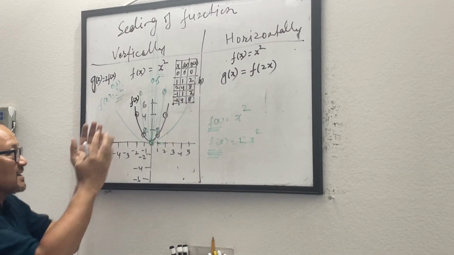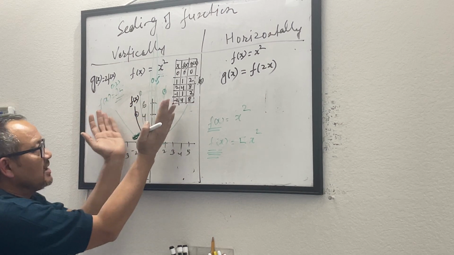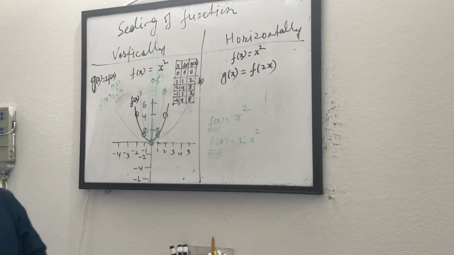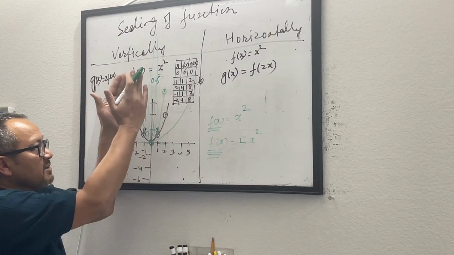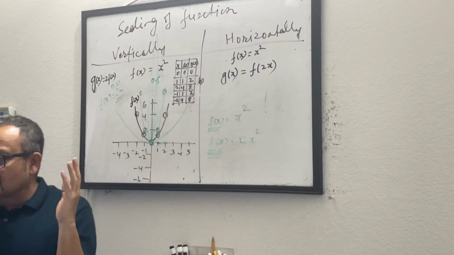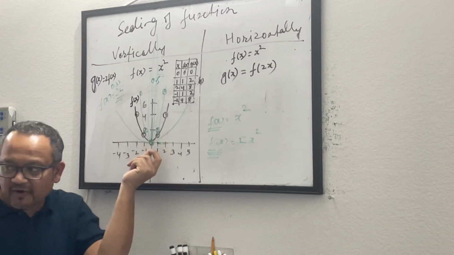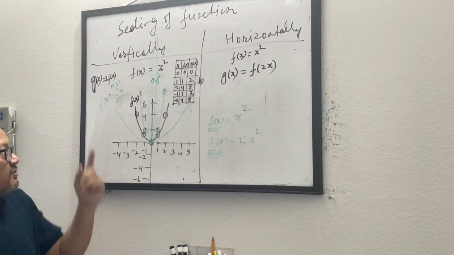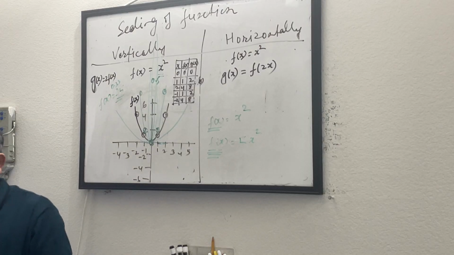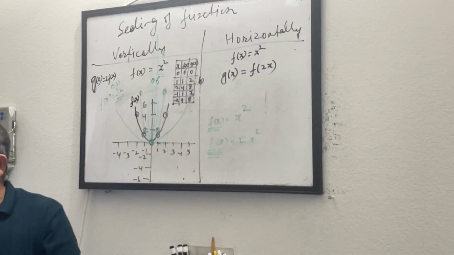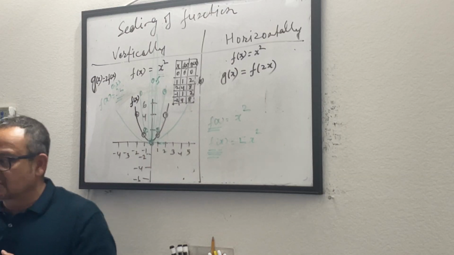How you can scale your graph vertically depends on the coefficient you multiply it with. Multiply it with a higher coefficient, you are making it steeper, making the graph come closer, making the y change much faster for every change of x. If you multiply it with a coefficient less than 1, you are making it shallower, or making the y value change at a much slower pace.